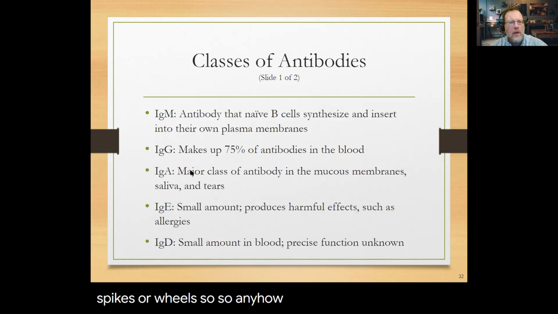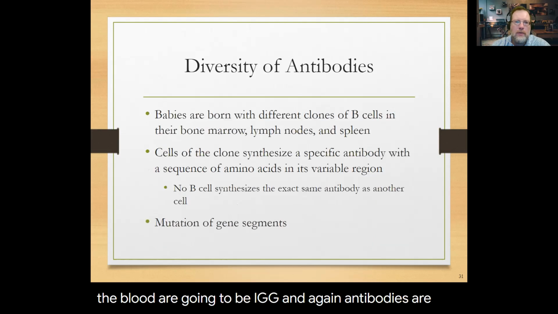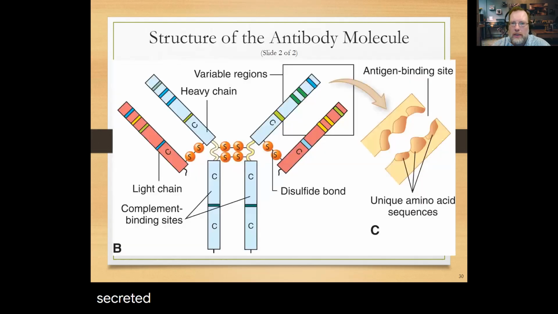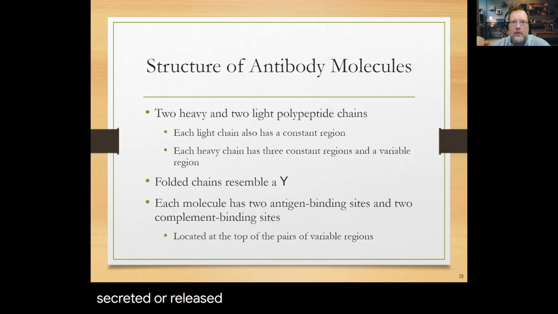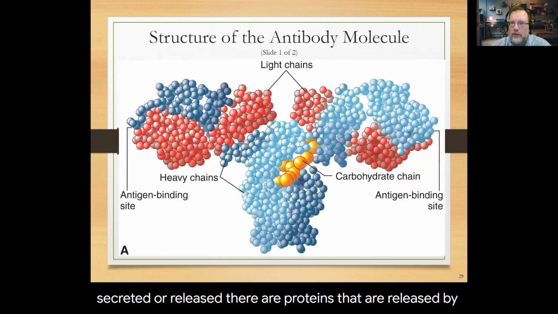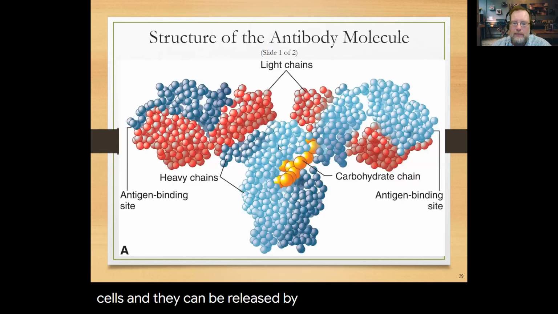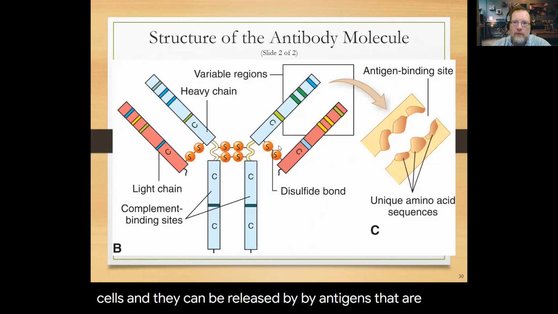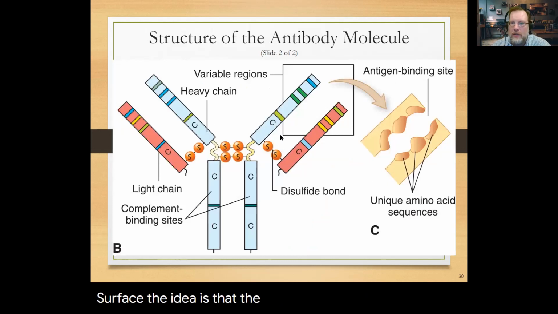Anyhow, let's see, IgGs, these are the bulkier of the group. About 75% of the antibodies in the blood are going to be IgG. And again, antibodies are secreted or released. They're proteins that are released by cells, and they can be released by antigens that are on the surface. The idea is that the antibodies are going to be binding to antigens.